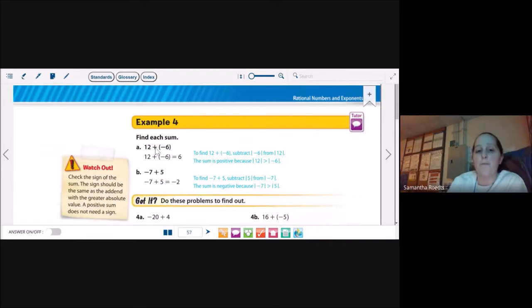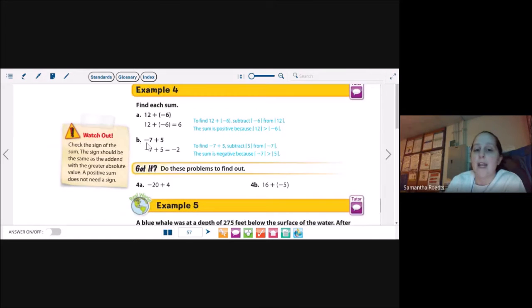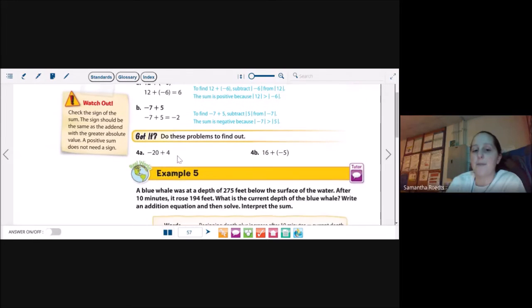All right, example 4, find each sum. 12 plus -6. So again, they're different signs, so I subtract, which gives me 12 minus 6 is 6. 12 is the larger number, 12 is positive, so my answer is positive. -7 plus 5, they're different signs, so I subtract. 7 minus 5 is 2. 7 is my larger number, 7 is negative, so my answer is negative.